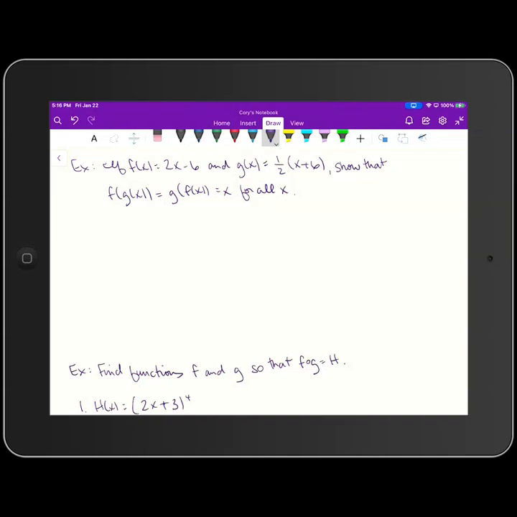All right, so we're going to go through two more sets of examples to finish off our lesson on composite functions that we started in class. So the directions for the first example say that if f of x is equal to 2x minus 6 and g of x is equal to 1/2 times the quantity x plus 6, we want to show that f composed with g of x and g composed with f of x, both of those compositions are equal to x for all x.